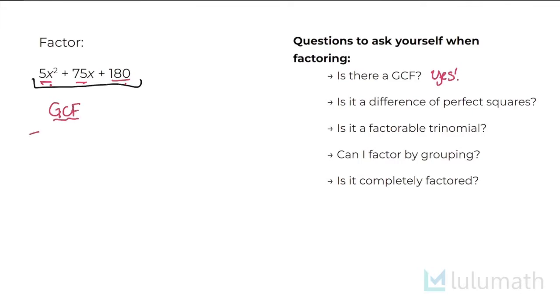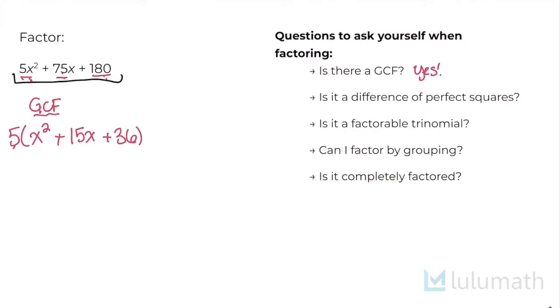So when I factor out the 5, when I divide 5 into 5x squared, I end up getting x squared left over. When I divide 75x by 5, I end up getting 15x. And when I divide 180 by 5, I end up getting 36. So we've asked ourselves our first question, we're done with it.